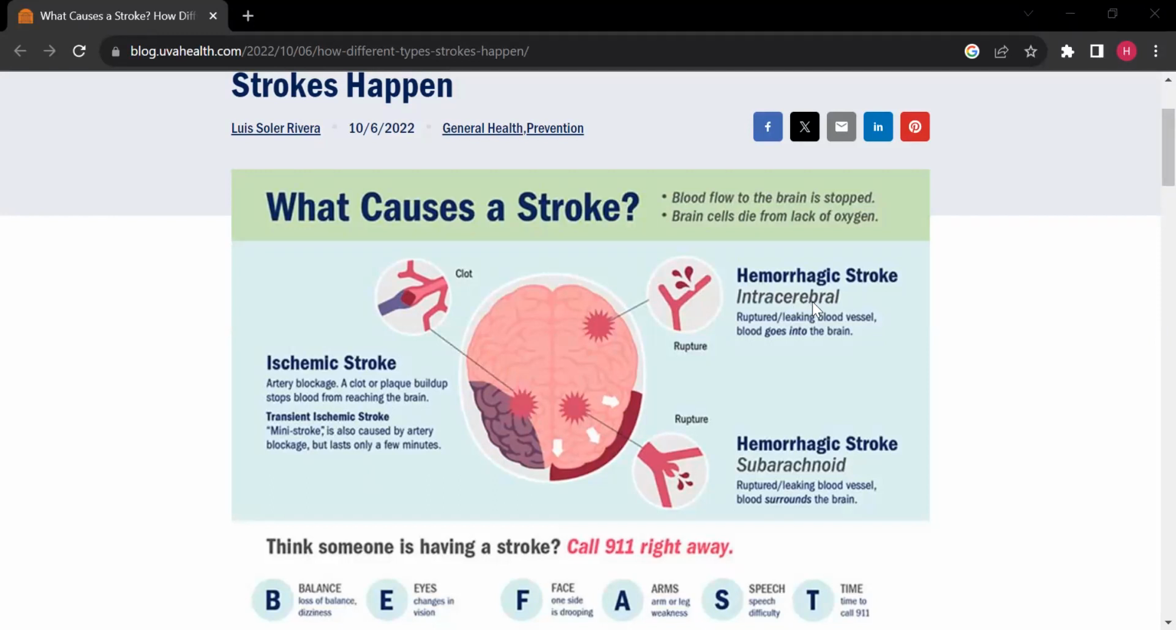But when we're talking about hemorrhagic stroke, it's a rupture of a blood vessel, so there's basically bleeding in the brain. You have different types of hemorrhagic stroke, the intracerebral and the subarachnoid, where that's between the meninges.